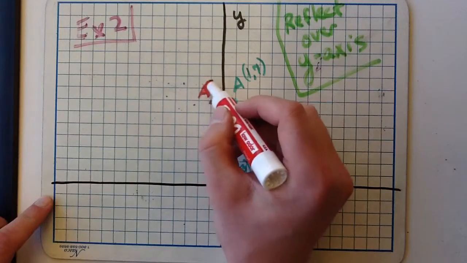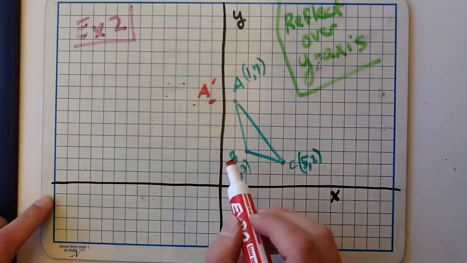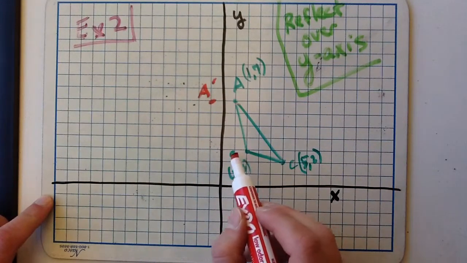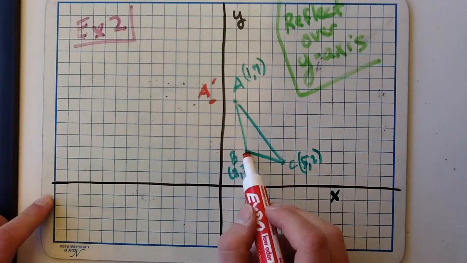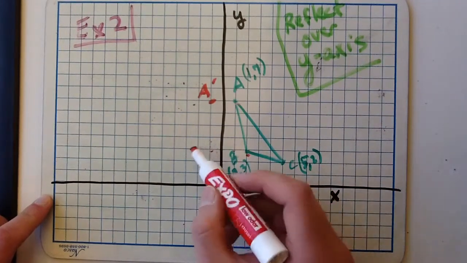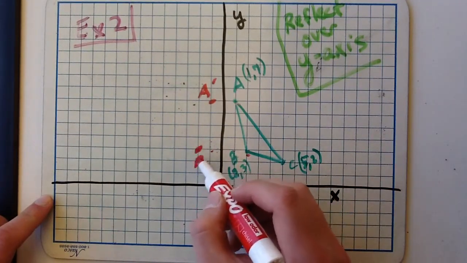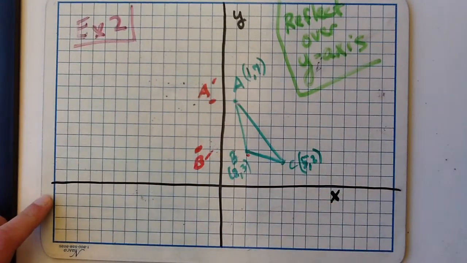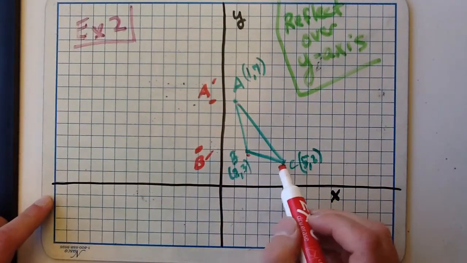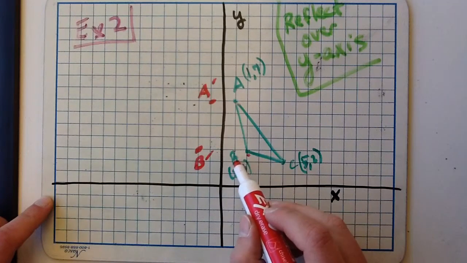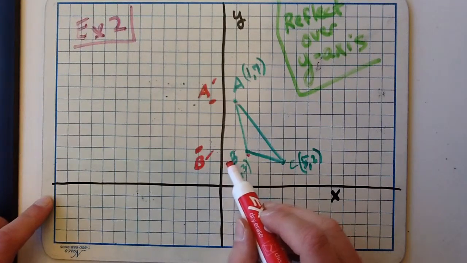This is A prime. B, how far away is B away from the y-axis? It's 1, 2. And so if you flip it over, it's 1, 2 away. This is B prime. And then for C, C is 1, 2, 3, 4, 5 away from the y-axis.